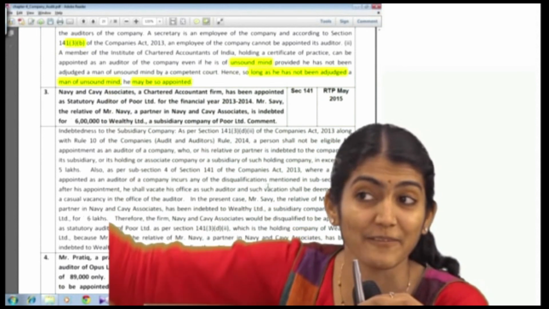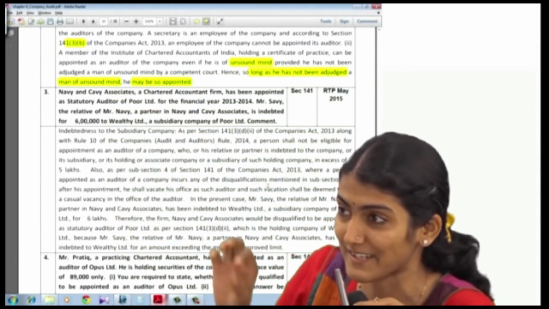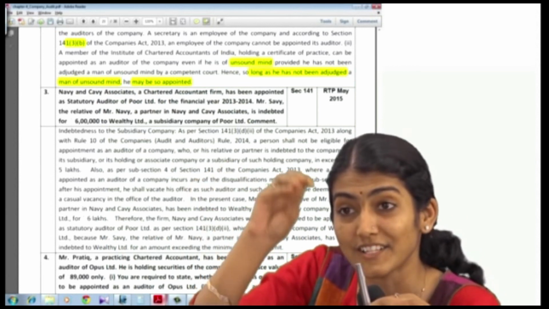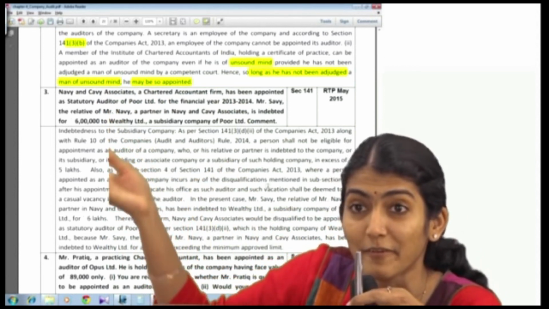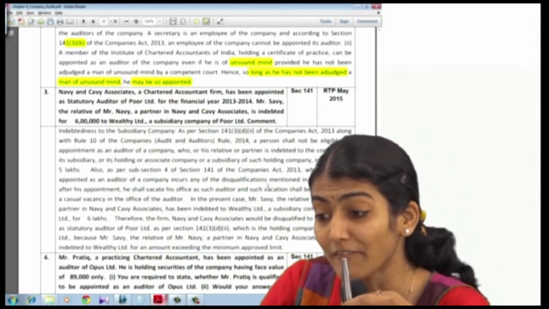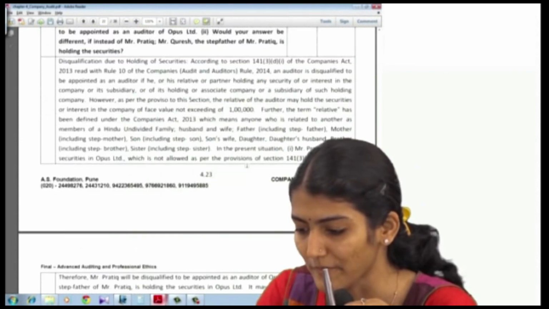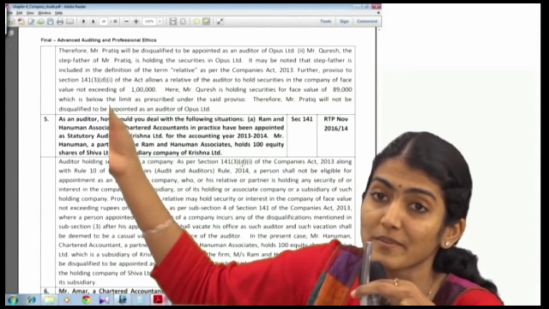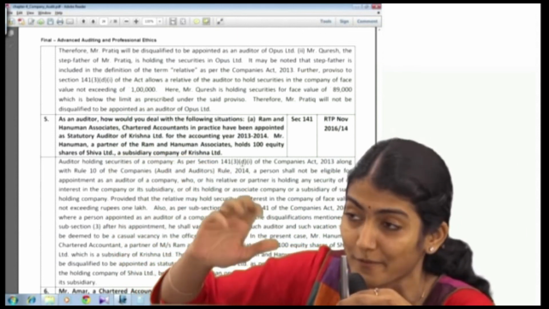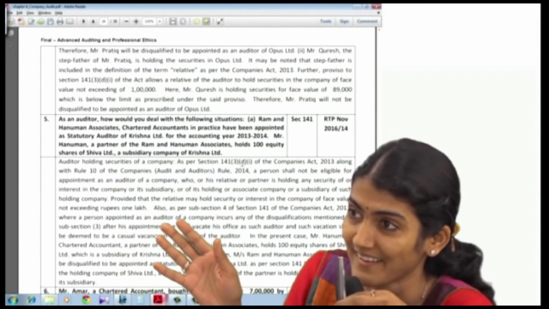Then they were all from different chapters. So next I put them in the different chapters. Then in the chapter also, say like company audit, they were of different sections. Then I arranged them section wise. Then after that there were a few questions which were repeated. You understand? Like if you see, this question is there in RTP November 16 and also in RTP November 14. So there was a lot of repetition which was coming over there. Then that was deleted. You understand?